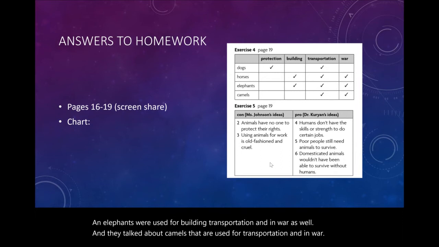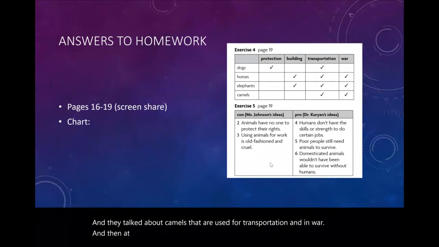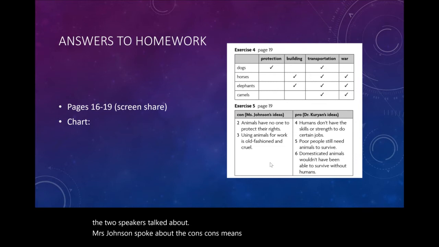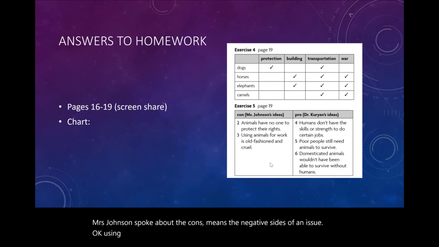Okay. And then at the bottom of page 19, exercise 5, here are the results. This is what the two speakers talked about. Mrs. Johnson spoke about the cons. Cons means the negative sides of an issue. Okay, using animals for work. She was against that. She did not want people to use animals for work.